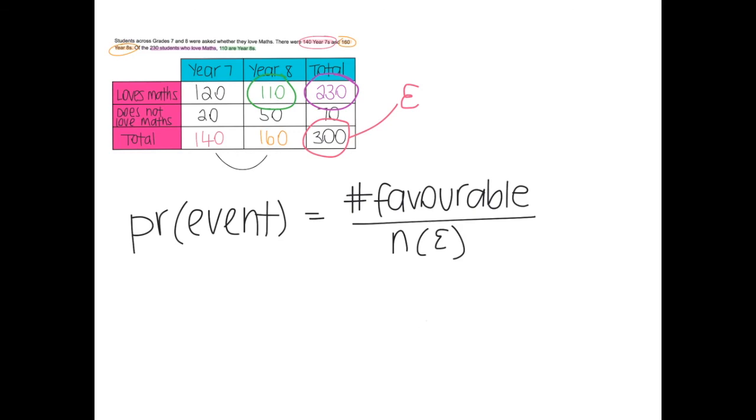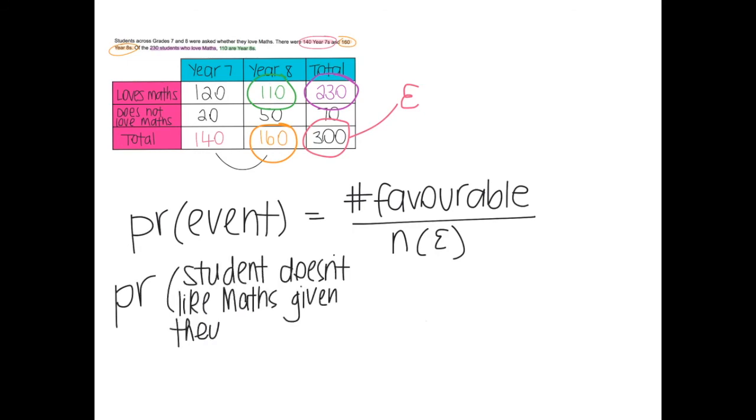If I were to select a student who doesn't like maths, given that they are a Year 8 student, this tells me that given that they are a Year 8 student means that we're going to be using the Year 8 total as our universal set. So that is in orange there. This means that I'll be writing student doesn't like maths given they are a Year 8. So I know that there are, in my data set now, there are 160 at the bottom of that Year 8 column in the total section.